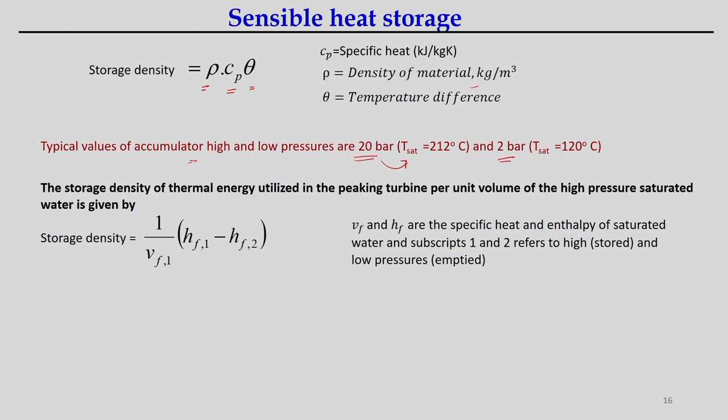And also, we need to define one very important term called storage density. The storage density of thermal energy utilized in the peaking turbine per unit volume of the high pressure saturated water is given by 1 by Vf1 times (Hf1 minus Hf2). Here Vf and Hf are the specific volume and enthalpy of saturated water, and 1 and 2 refer to high and low pressure; 1 is for high pressure and 2 is for low pressure.